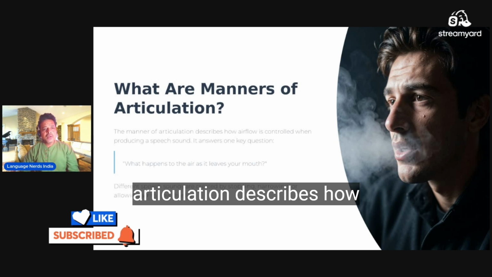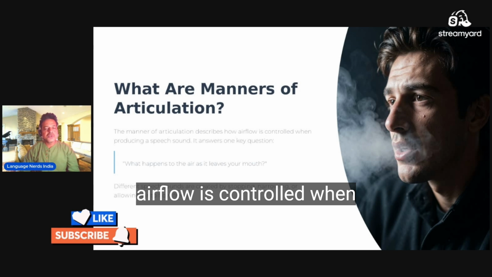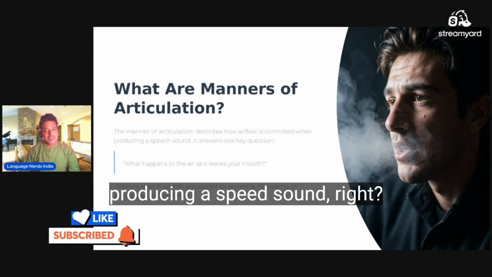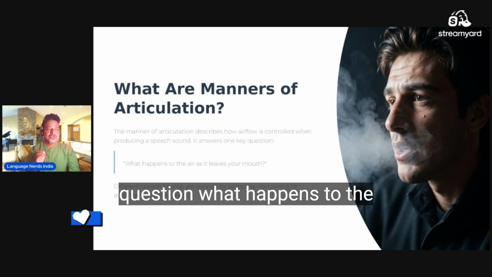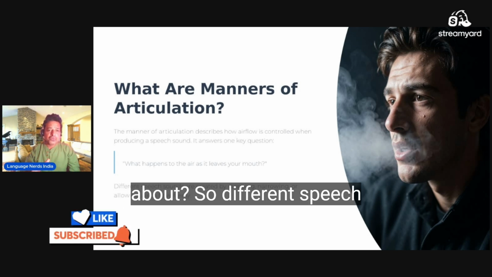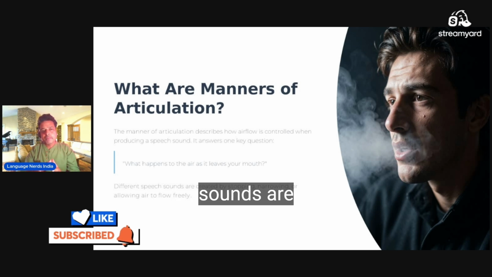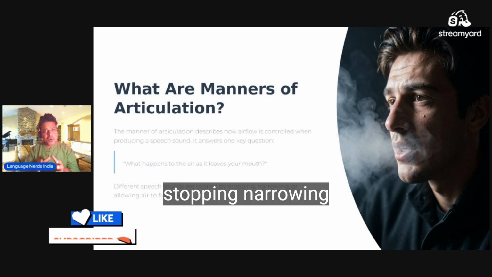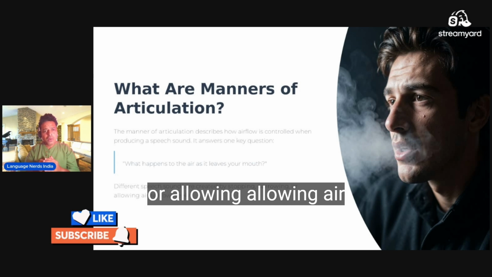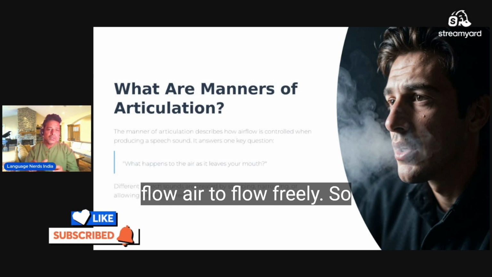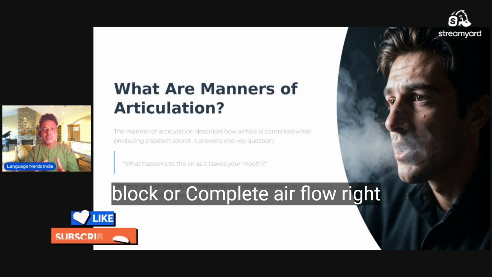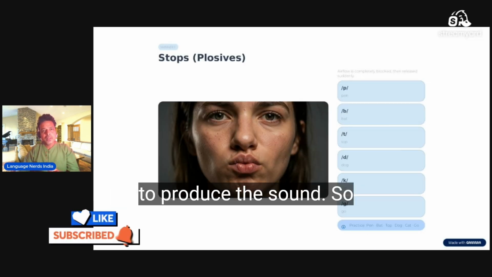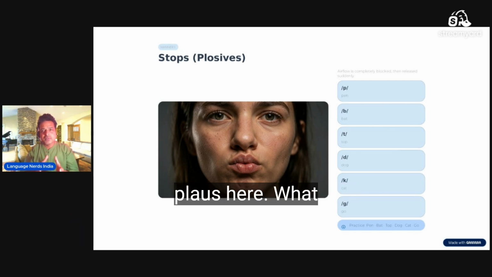The manner of articulation describes how airflow is controlled when producing a speech sound, and it answers one key question: what happens to the air as it leaves your mouth? Different speech sounds are created by stopping, narrowing, or allowing air to flow freely. It could be partial blocking or complete blocking of airflow to produce the sound. So let's look at stop sounds, which are plosives.